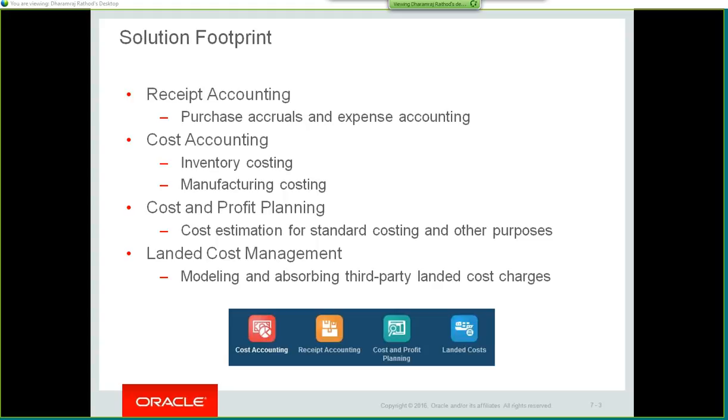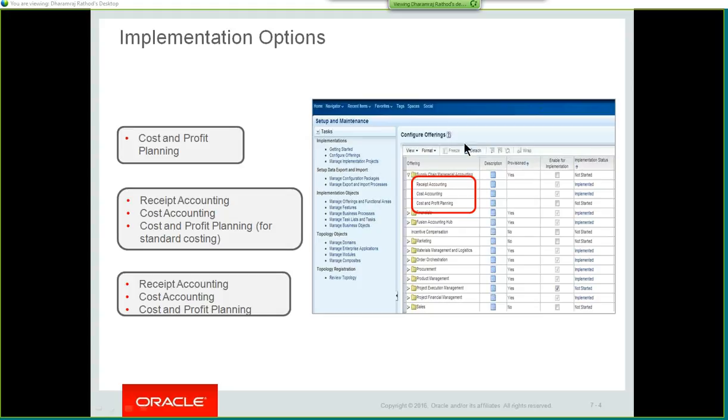Landed cost management, Srini will come back and talk about how we can model the entities in terms of additional cost while absorbing or purchasing your products or goods. So from the cost management standpoint, these are the solutions which we offer. From the implementation standpoint, I already talked about briefly.